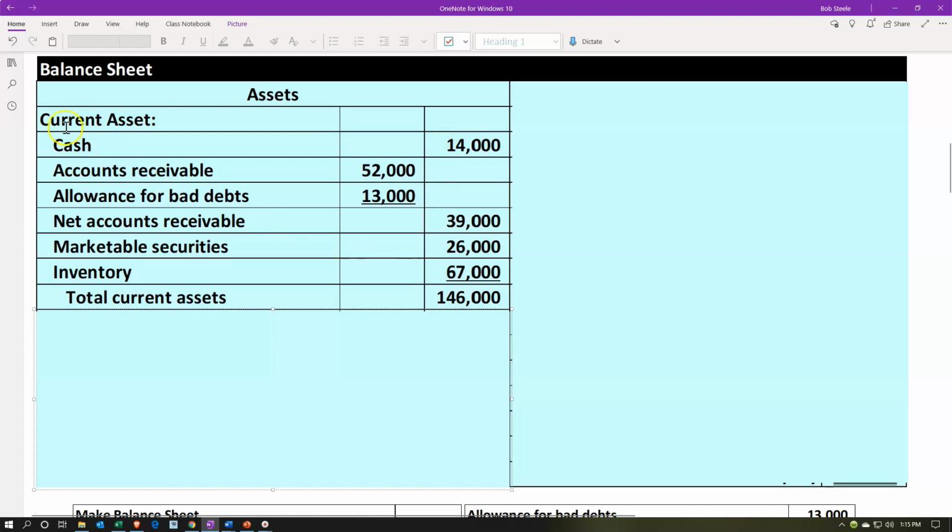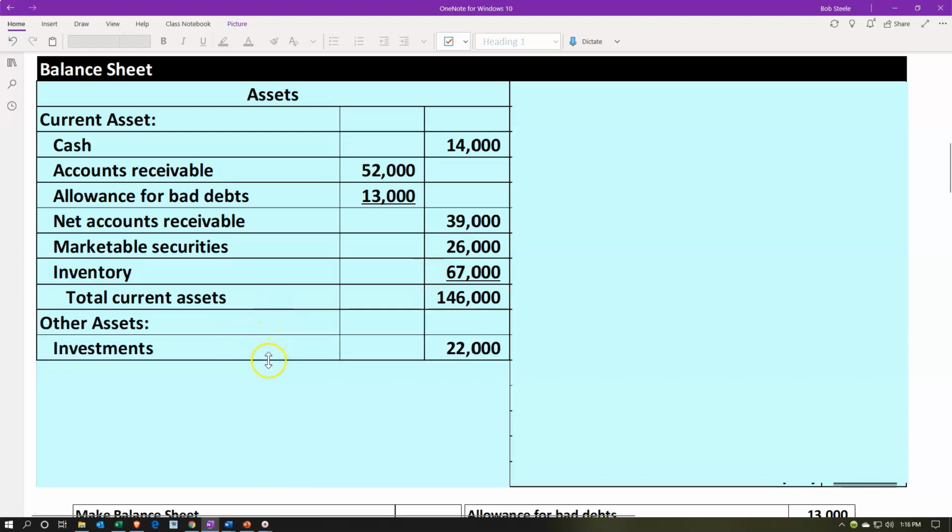So notice that what we've got is the current assets, colon. That means every account under that will be current assets. We then indented it to reflect as well that these are going to be subcategories of the current assets, and we double indented the total, and we put that on the right-hand side, summing up the column. Then we've got the other assets.